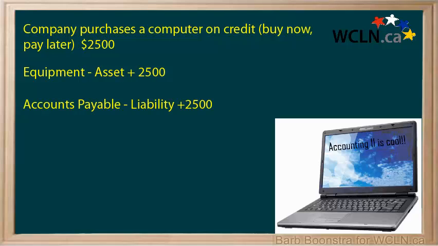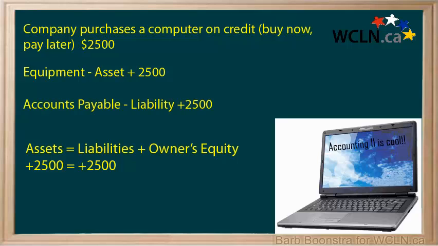The equipment account increases by $2,500 because we now have a computer, and the accounts payable increases by $2,500 because we owe that money for the computer. Examining the accounting equation, assets equals liabilities plus owner's equity, we can see that assets have increased by $2,500 and liabilities have increased by $2,500, so that the equation is still balanced.